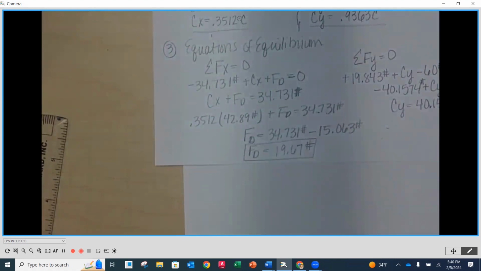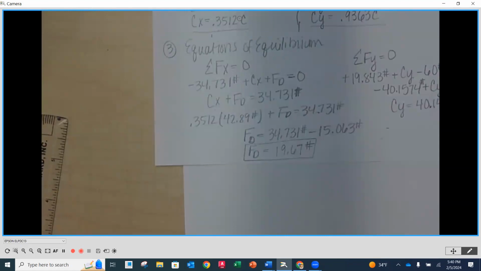Now this one, we didn't end up doing two equations, two unknowns, because we were able to solve for CY along that Y axis and then plug that back in and then plug it in over on the X side to solve for the CX component. And then FD was our only one.